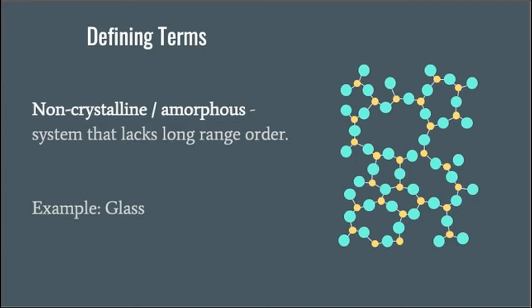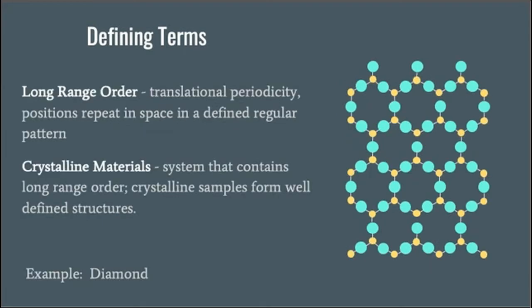A material that lacks any long-range order is called a non-crystalline or amorphous material. We can see that there is some short-range order where the center yellow atom is surrounded by 3 blue atoms, but when we look further away from the center atom, there isn't any repetitive periodic structure. One example of an amorphous material is glass.